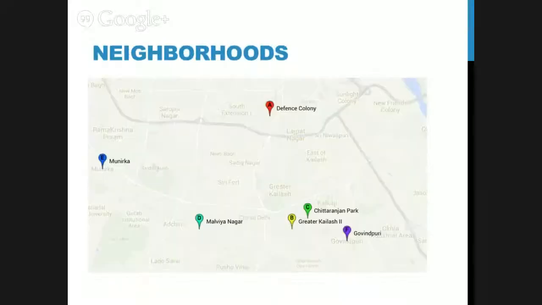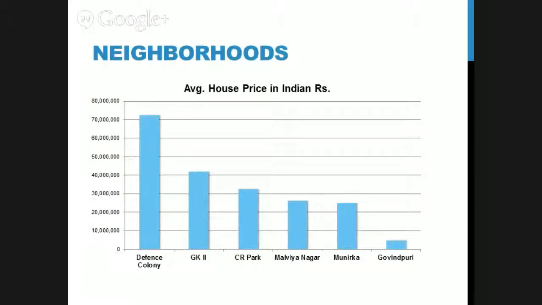And these are the neighborhoods I was looking at. I chose 6 neighborhoods, and you can see, not really defense colonies up in the north, and you have Munirka over there, I guess that's in the west. But this is why I chose these neighborhoods, because I felt they were pretty representative. These are the average housing prices in Indian rupees. You can see it's a good collection of different neighborhoods in terms of housing prices. So I was looking at the frame distribution and the language distribution, and what we can see when comparing it against all these different neighborhoods. So that's why I chose these 6 neighborhoods.